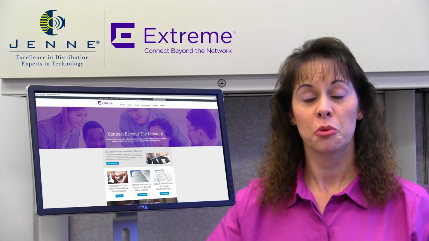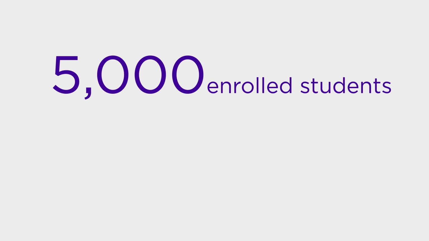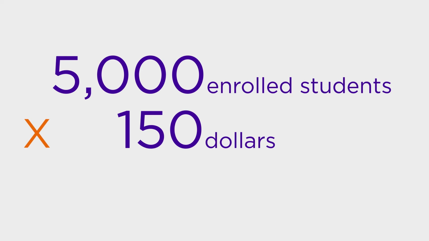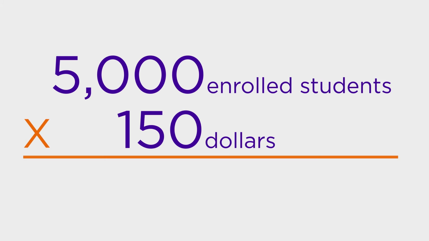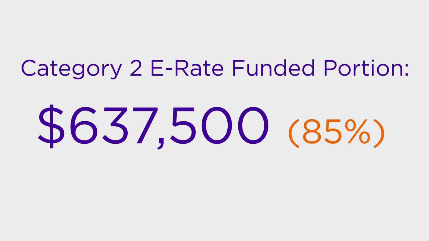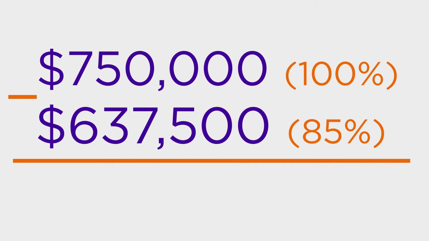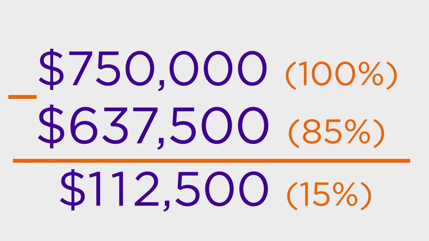Figuring out the Category 2 pre-discount budget can be accomplished with the following equation. For demonstration purposes, we'll apply 5,000 enrolled students and multiply that by $150. The resulting amount would yield a pre-discount budget of $750,000. Based on the discount chart, the Category 2 E-Rate funded portion would be $637,500 or 85%. The applicant would be responsible for the remaining $112,500 or 15% of the budget.